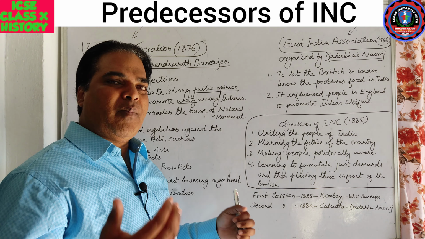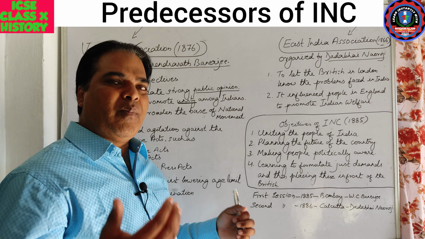The License Act: licenses were only given to foreigners, that means Europeans. Indians were not allowed to have licenses. Business licenses, whatever permissions were required to start a business, were given to the Europeans easily, but not to the Indians. Next one, the Arms Act.